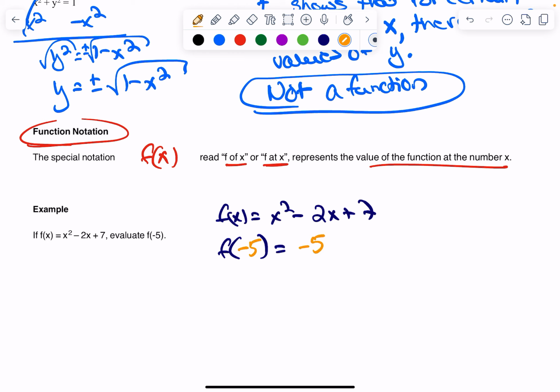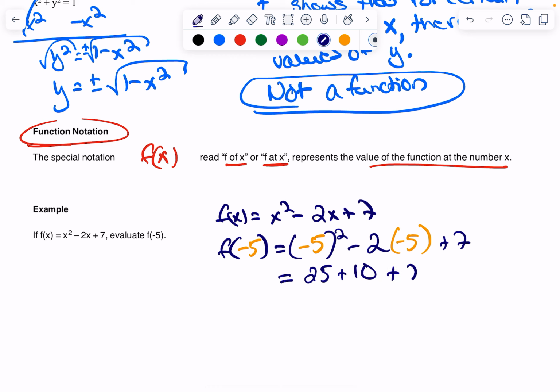So negative 5 squared, and make sure you put it inside parentheses because the negative is part of the base. Minus 2 times negative 5 plus 7. And now we're going to solve. Negative 5 squared is 25. Negative 2 times negative 5 is a plus 10, because a negative times a negative is a plus. And then plus 7, and now we get 42. So f of negative 5 equals 42.